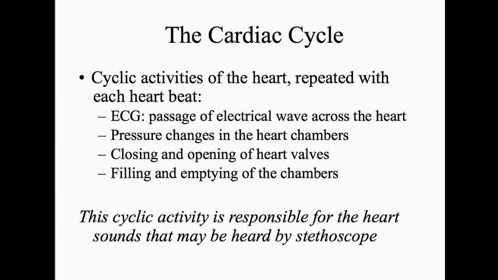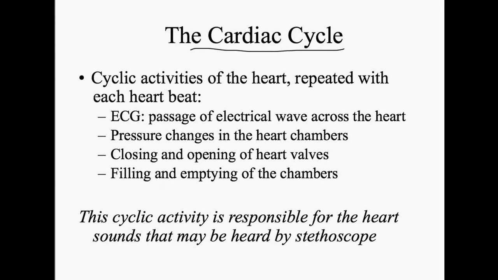The cardiac cycle is a term that we use to describe actually several different events that are taking place simultaneously as the heart is undergoing each heartbeat. These different activities are very closely interrelated and each induces the others. The first cyclic activity of the cardiac cycle would be the ECG, or an electrocardiogram, as an electrical wave is passed across the heart, and this is something that we described on the previous slide. Now, the electrical wave is followed by a wave of contraction.